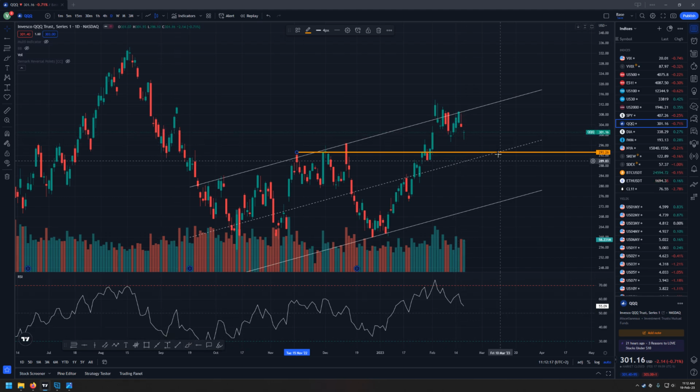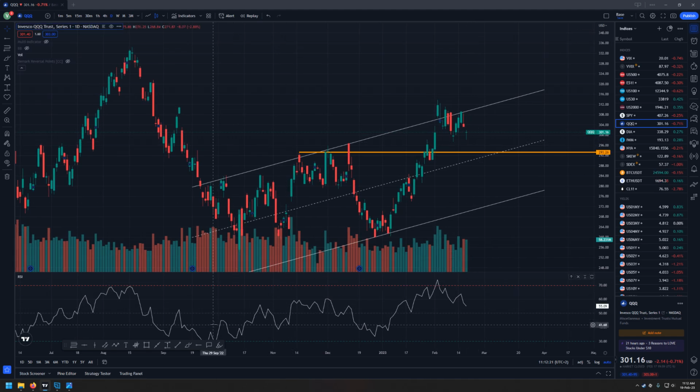Again, this is like a classic bear trap. Like we go below 300, bears go crazy. Oh my god, we lost 300. It's our time to shine. Let's short the fuck out of it. And then dip buyers come in and then we get squeezed out of it.